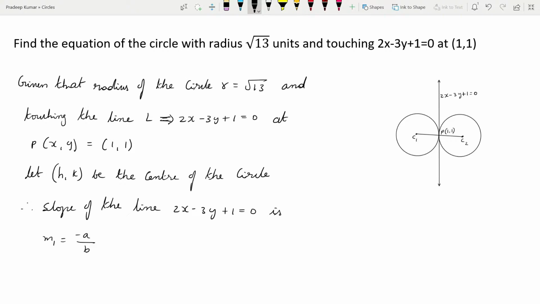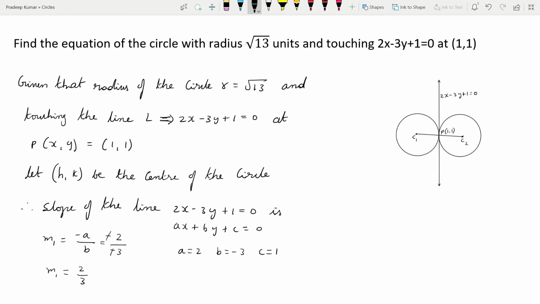Now this is exactly looking like a linear equation. If I compare this with the linear equation ax plus by plus c equal to 0, then I get a as 2, b as minus 3 and c as 1. So now I'll substitute these values. m is minus a by b, so minus 2 by minus 3, where the minuses cancel. So the slope m1 we get is 2 by 3. So we got the slope of the line.